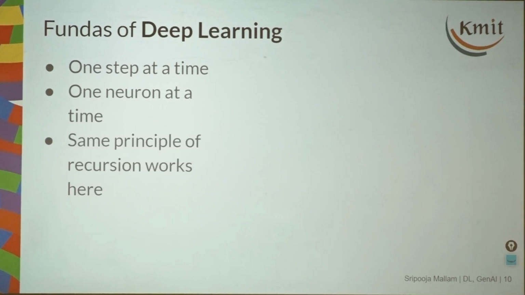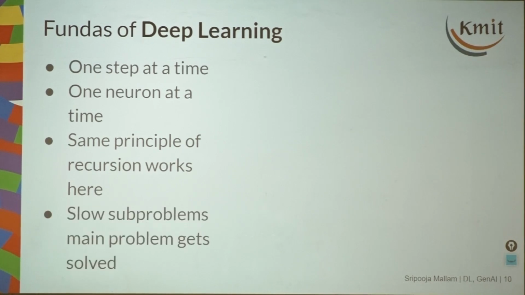So the same principle works for recursion here. Whatever we use for recursion, we can apply the same thing here. You solve a sub-problem, the main problem gets solved. So think of only one neuron in the entire neural network or one layer at a time. Then you can do the hyperparameter tuning accordingly.